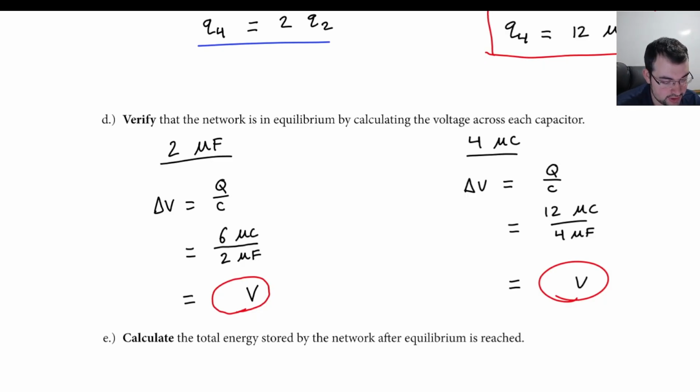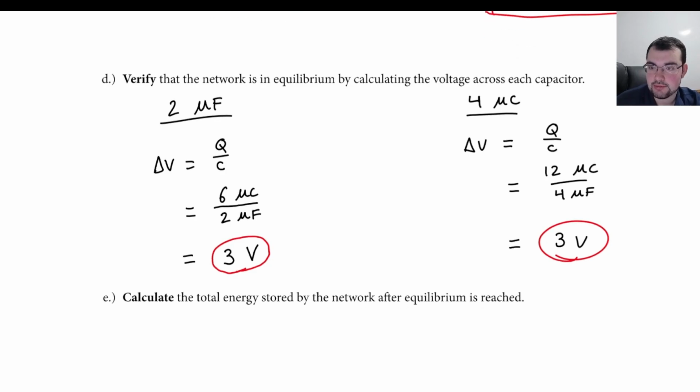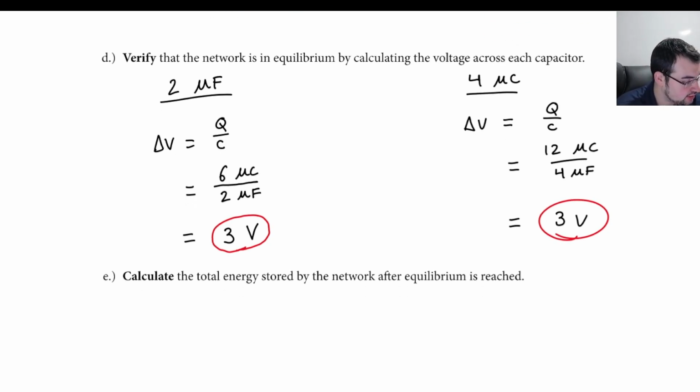So V is Q over C. 6 divided by 2, that's definitely 3. 12 over 4, that's also definitely 3. So it works, right? Because we said 2 conductors are in equilibrium if the potential difference across them is the same, or if they're at the same potential, same idea. Because if they're both at the same potential, there's going to be no charge flow. Charge is going to flow downhill, and if they're both at the same elevation, of course, you get no charge flow.